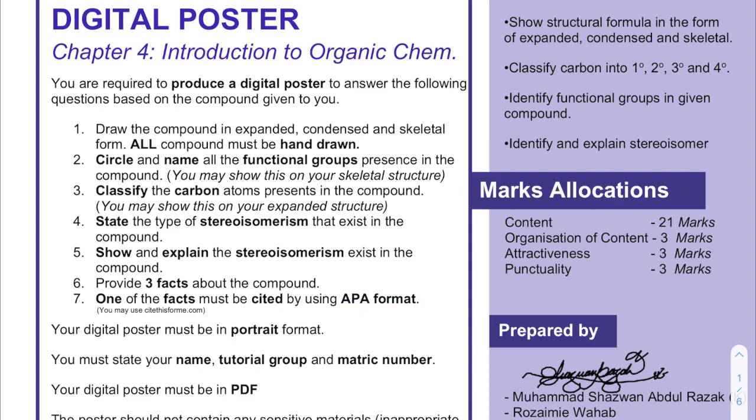For your digital poster, it must be in portrait format. You have to include your name, tutorial group, and matric number. The digital poster must be in PDF, so you can draw it in Canva, in Microsoft PowerPoint, up to you which application you are comfortable with, but make sure when you submit it, it must be in PDF.